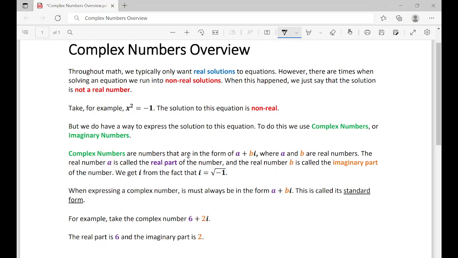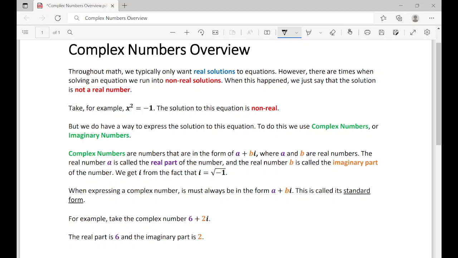Complex numbers are numbers that are in the form of a plus bi, where a and b are both real numbers. The real number a, we call it the real part of the complex number, and b, we call it the imaginary part of the complex number. We get i from the fact that i is equal to the square root of -1.